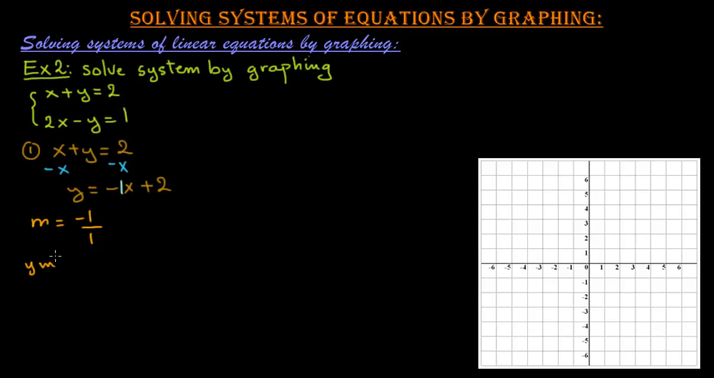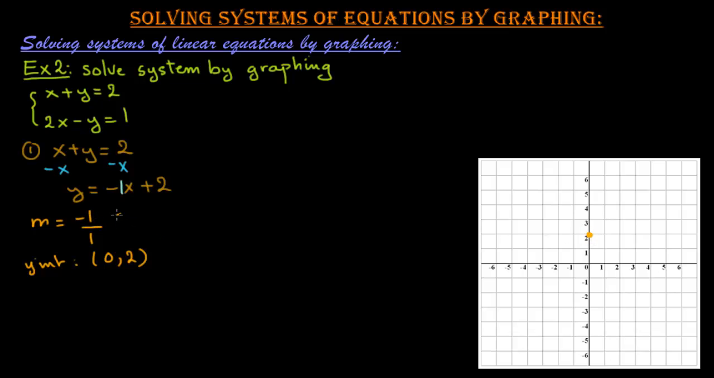The y-intercept is (0, 2). Make sure you write (0, 2) as a point. 2 by itself is not right. You have to write (0, 2). So (0, 2), that's my first point to start right here.